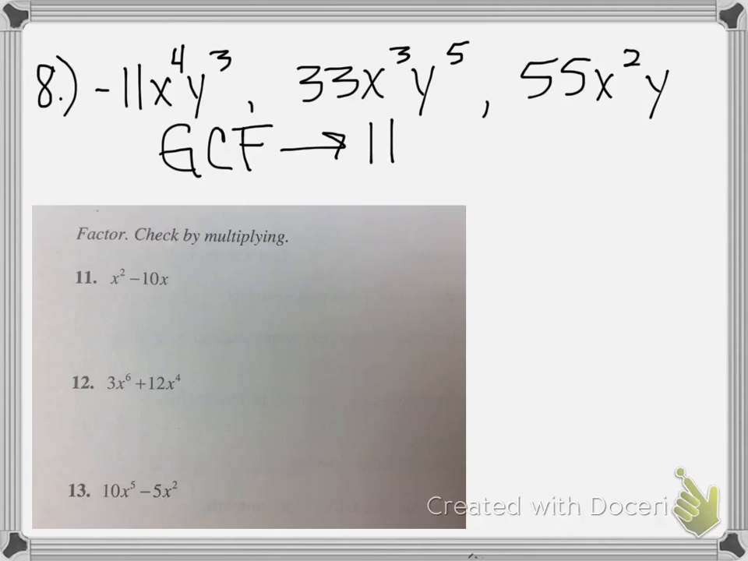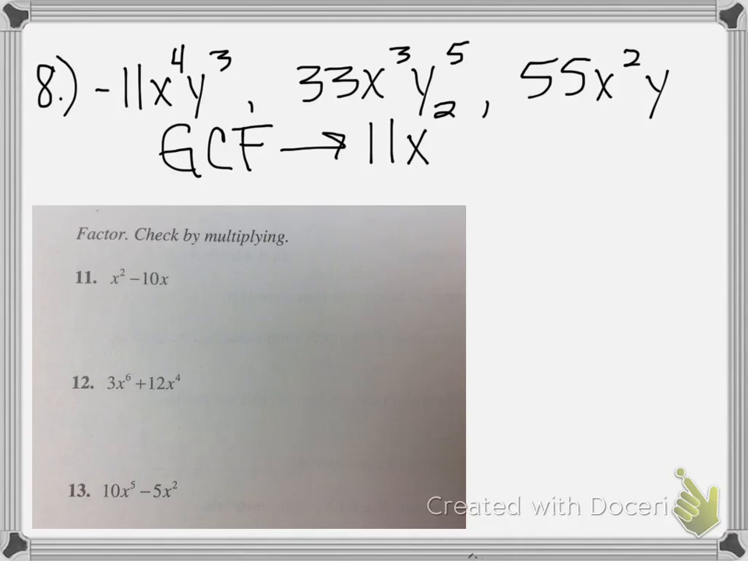Now let's look at our x's among the three monomials. We have x to the fourth, x to the third, and x squared. If we were to expand all of these, the first one we would have to write 4 x's. The second one we would be writing out 3 x's. And the last one we'd have 2 x's. So how many x's do they all have in common? Well, they all have at least 2 x's. So the way we would write that is x squared.